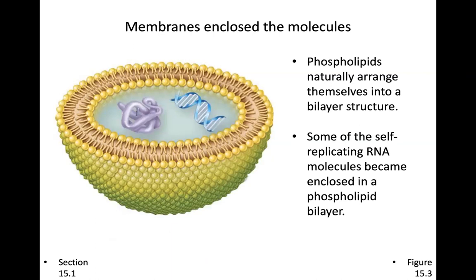Membranes also started to enclose these molecules. Phospholipids naturally arrange themselves into a bilayer because of their properties. What happens is the hydrophobic tails are going to bury themselves in the middle here, and these polar or hydrophilic heads will be in the aqueous environments. Some of the self-replicating RNA molecules became enclosed in these phospholipid bilayers.